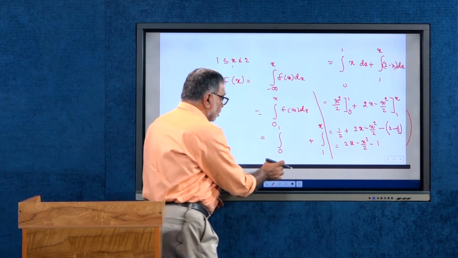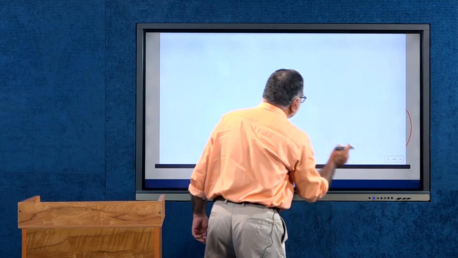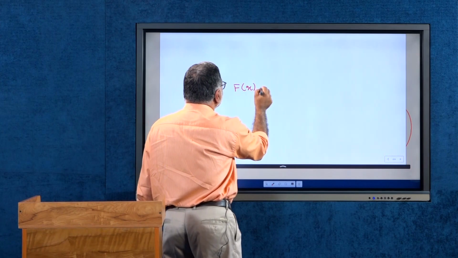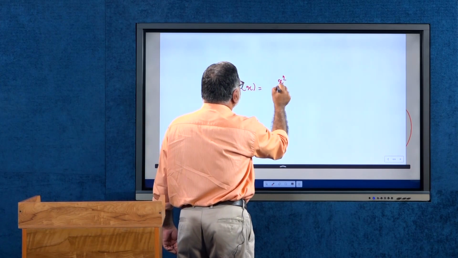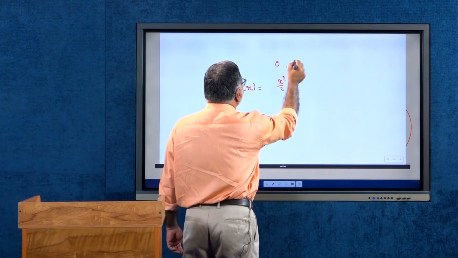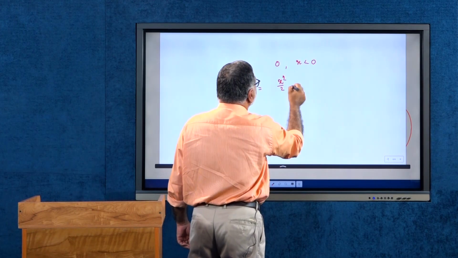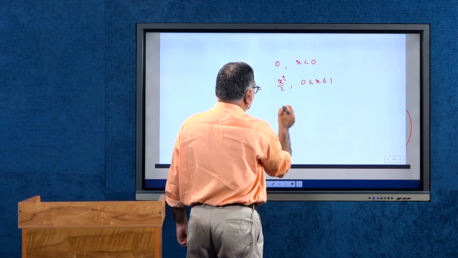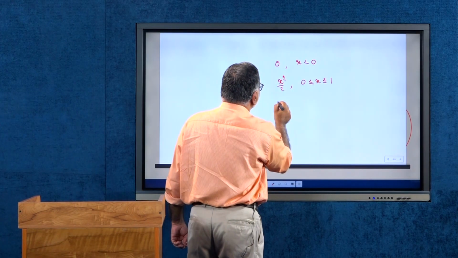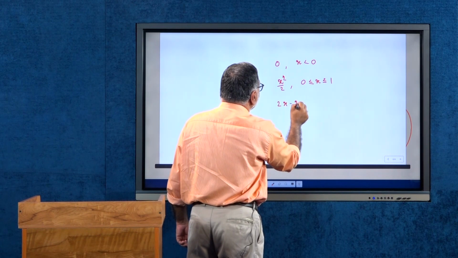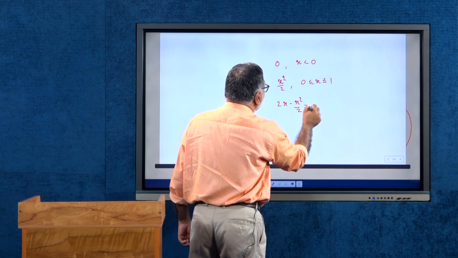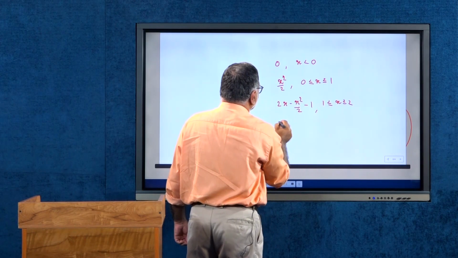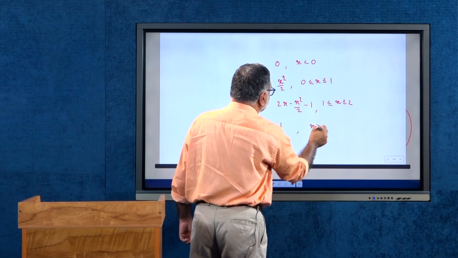Hence, our distribution function F(x) is equal to 0 when x is less than 0, and x square by 2 when 0 is less than or equal to x less than 1, and 2x minus x square by 2 minus 1 when 1 is less than or equal to x less than 2, and 1 if x is larger than or equal to 2.